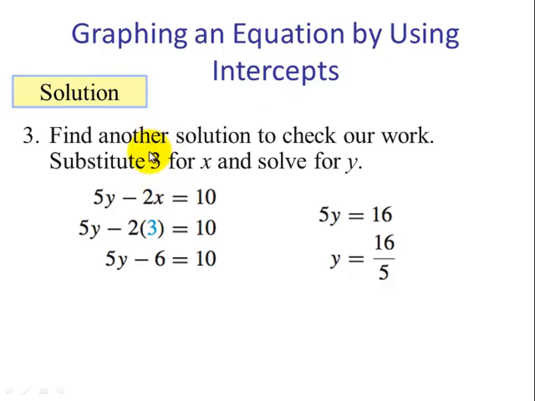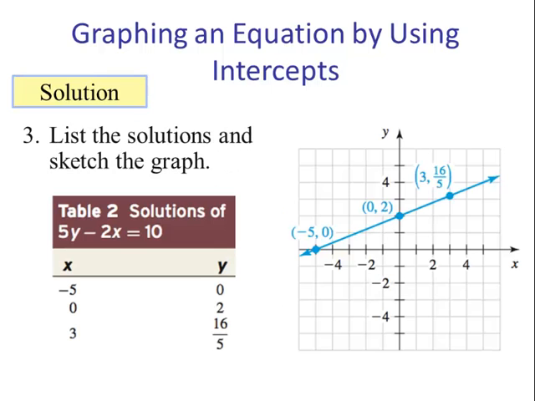When you try this, it's probably a good idea to pick an x that is divisible by 5, because at the end we're dividing by 5. But I'm going to use 16/5. So 3, 16/5 is a solution. So it's a point that is on the line. So we have our 3 points. So x-intercept is negative 5, 0. The y-intercept is 0, 2. And then this point, 3 and 16/5 is on the graph. So it checks. Let's look at another example.